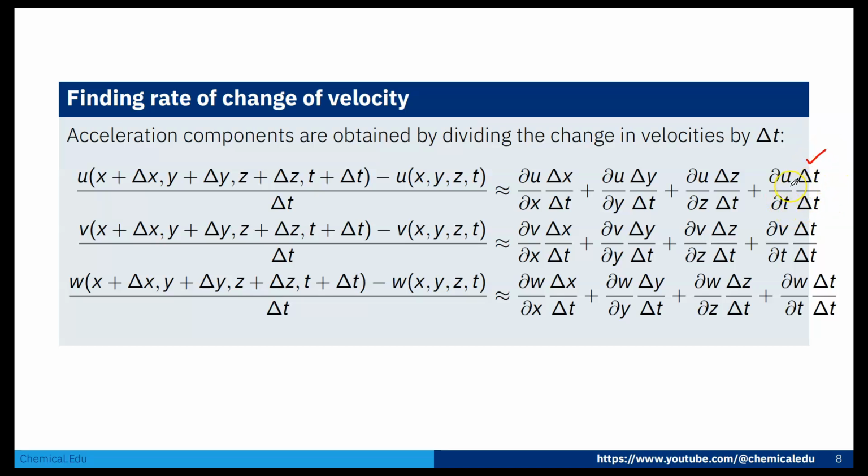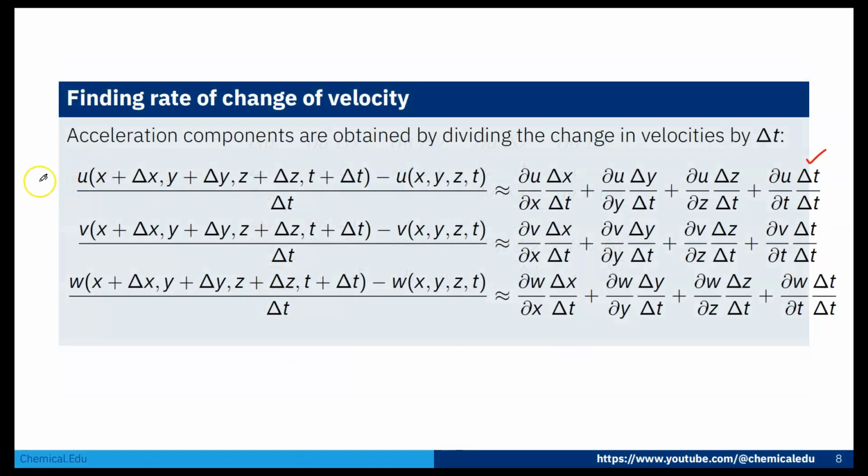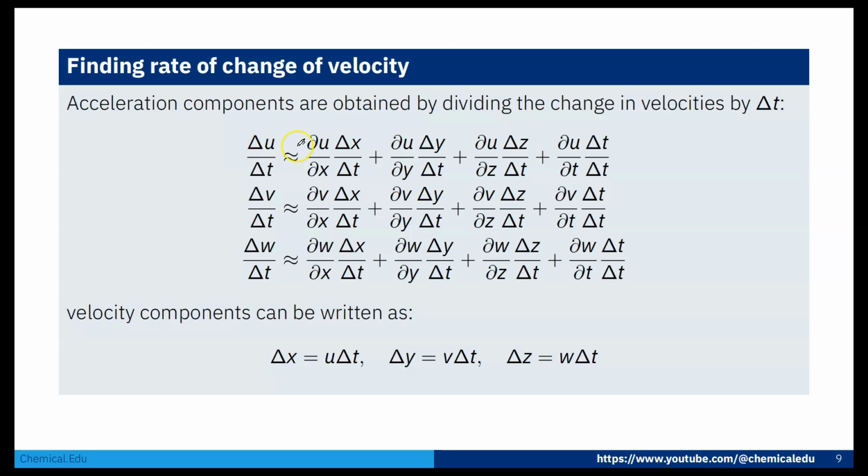Now this is nothing but ∂u/∂t, which I have written here. So ∂u/∂t, ∂v/∂t, ∂w/∂t is nothing but this. Now here ∂t will be cancelled out, and we know that u is nothing but the change of position by change of time. So ∂x is nothing but u into ∂t. So we can plug in this value. ∂y is nothing but v into ∂t, and ∂z is nothing but w into ∂t.